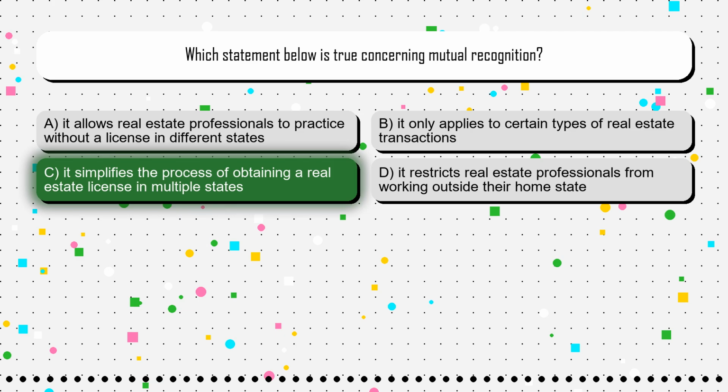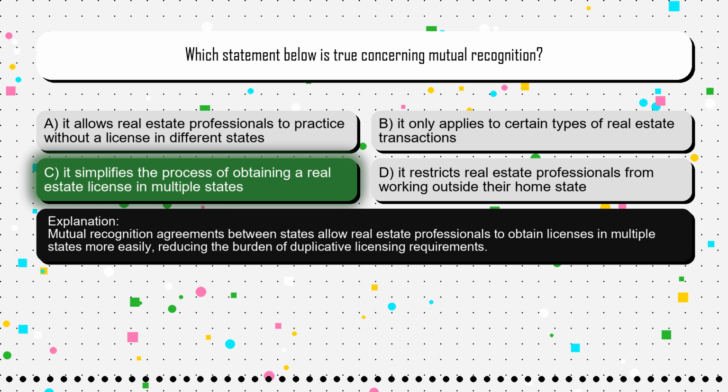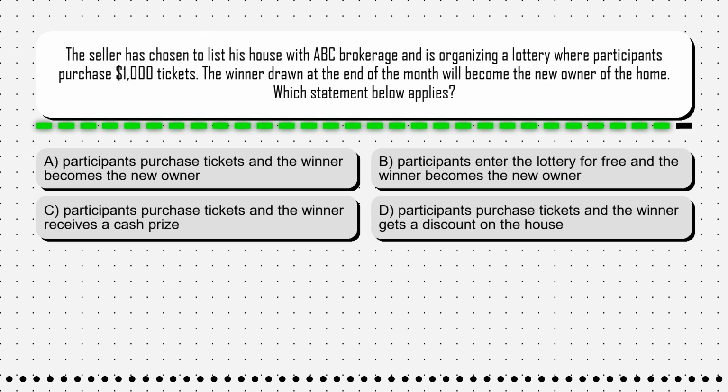The correct answer is option C, it simplifies the process of obtaining a real estate license in multiple states. Mutual recognition agreements between states allow real estate professionals to obtain licenses in multiple states more easily, reducing the burden of duplicative licensing requirements.